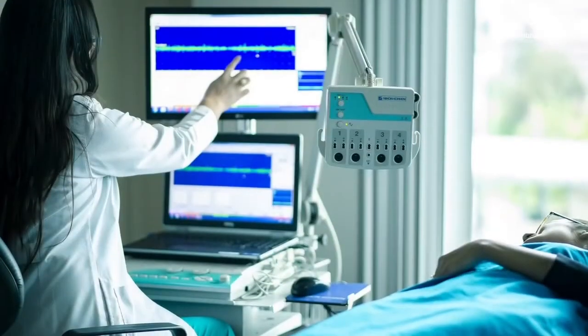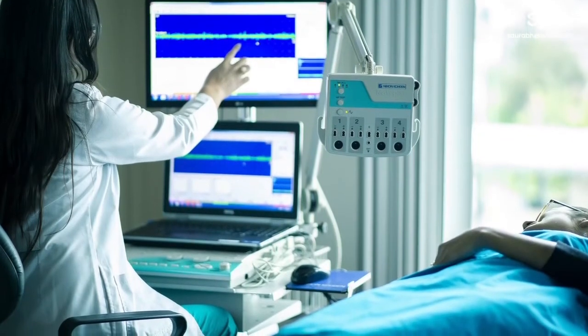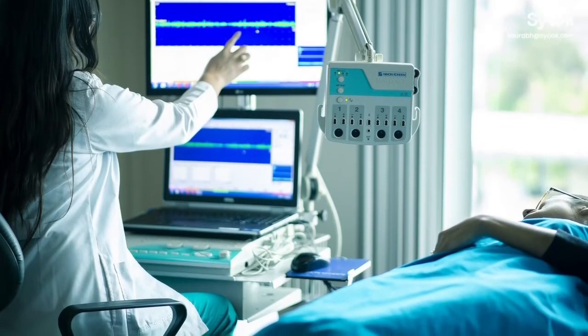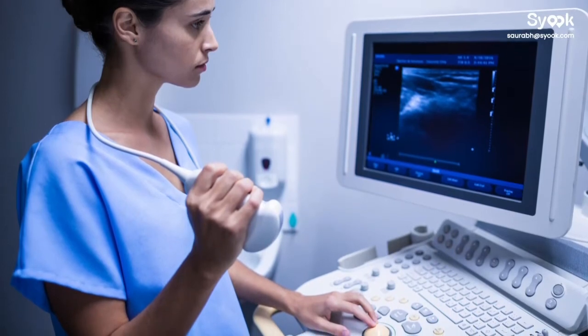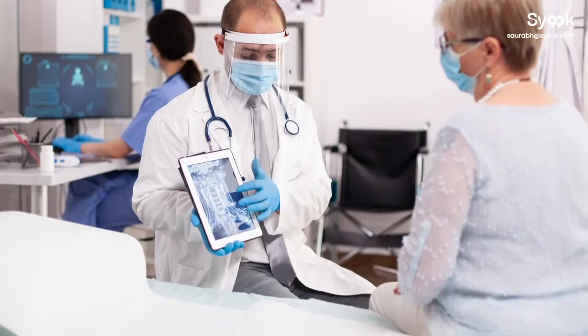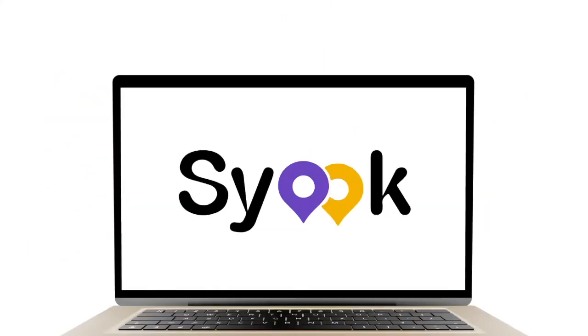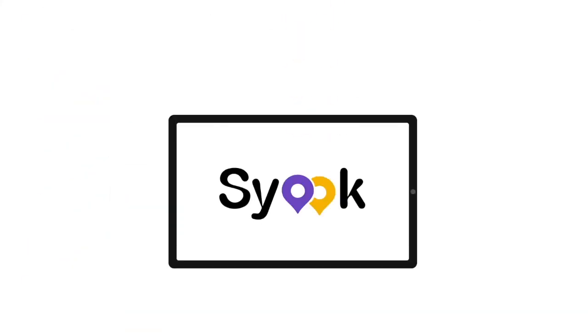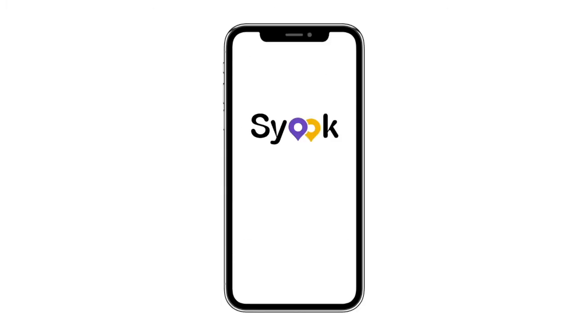Around the world, funds worth billions of dollars are being donated by organizations. These organizations seek clarity on the utilization of these funds in the form of donated equipment. At Syook, we understand this need and came up with a solution to overcome this critical problem.